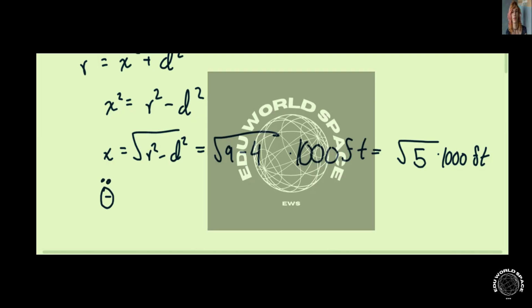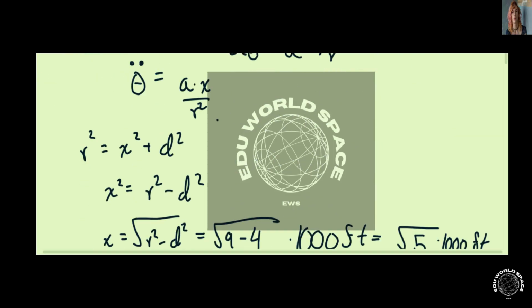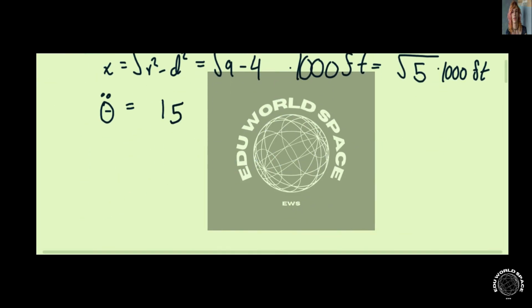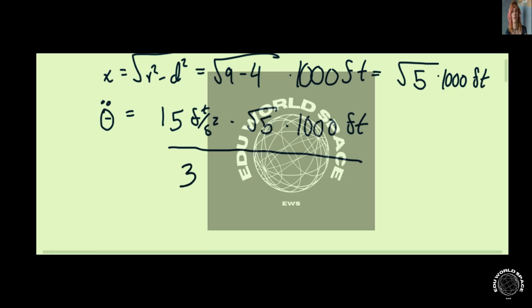So theta double dot is just A, which is 15 feet per second squared, times root 5 times 1,000 feet, divided by r squared, which is 3,000 feet squared. And for the units, all these feet will cancel.